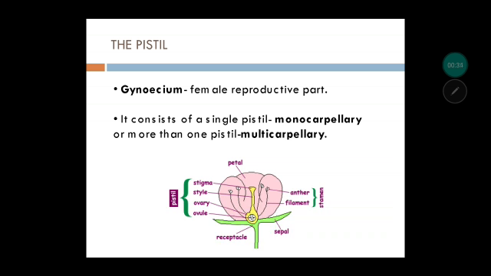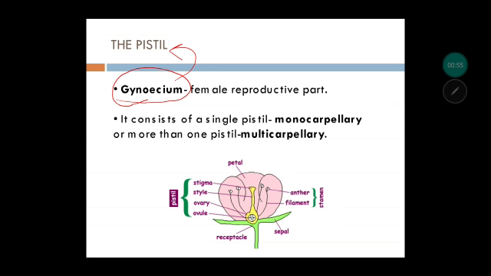So the female reproductive part is referred to as gynoecium. What does gynoecium consist of? It consists of pistil. Again, the female reproductive part is gynoecium, and the gynoecium consists of pistil.